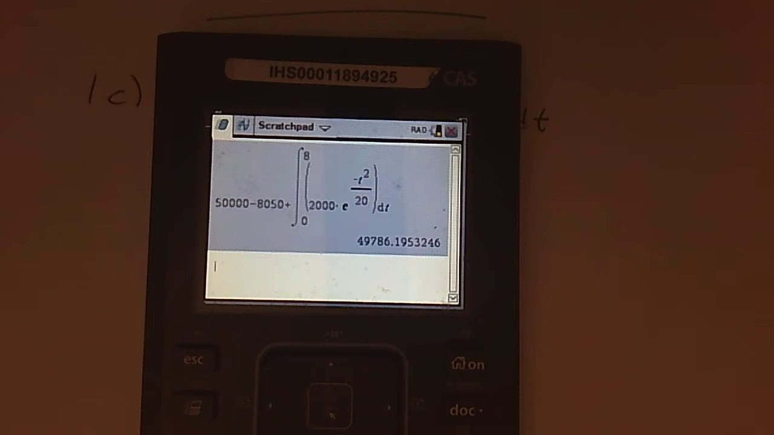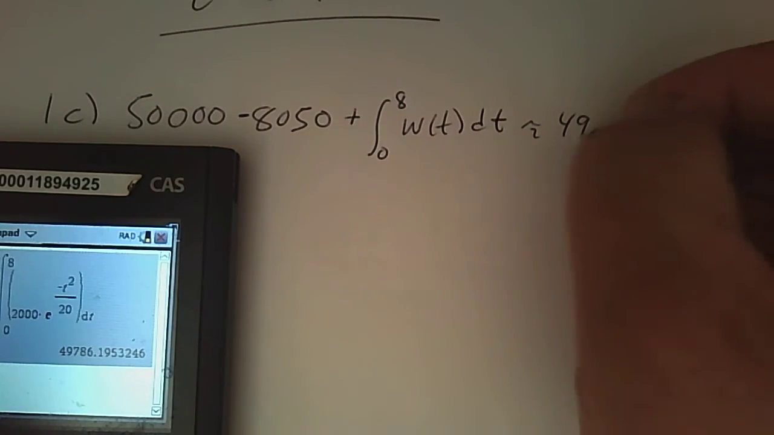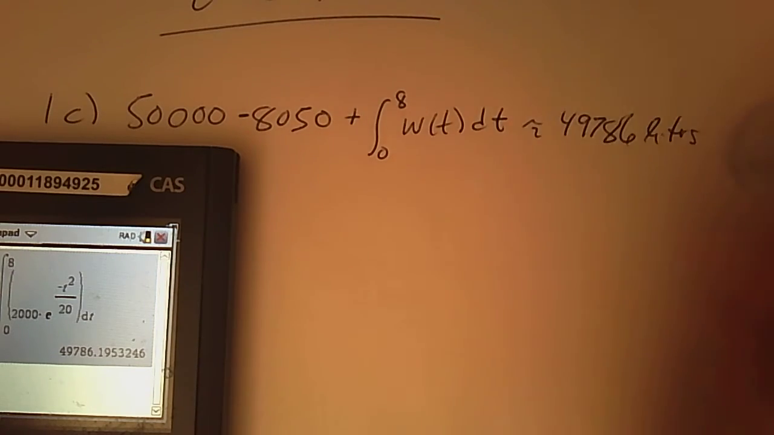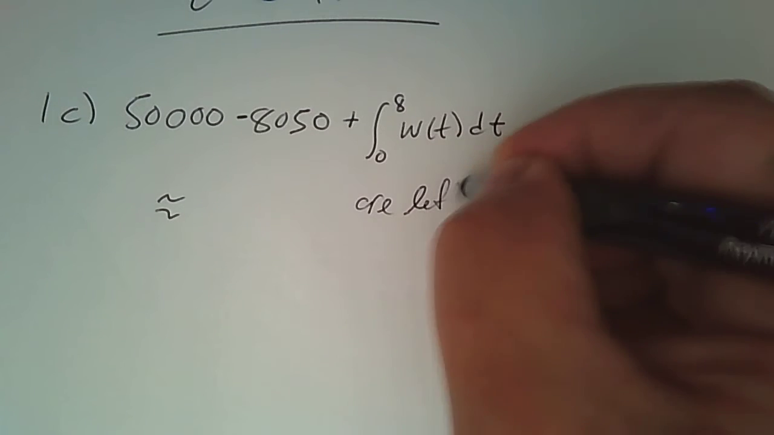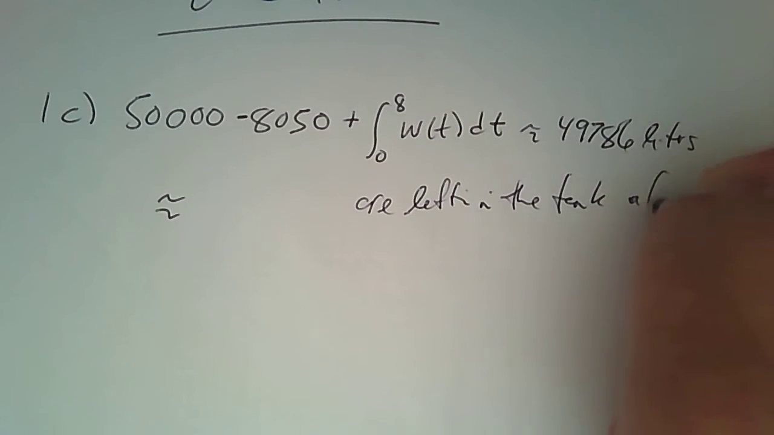And so approximately how many liters are in there? It says to the nearest liter. So in the question it says just to the nearest liter. So that's 786. And that's left in the tank after 8 hours.